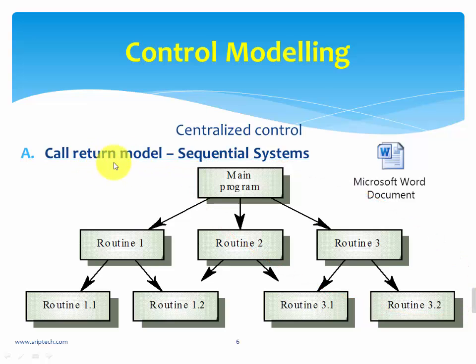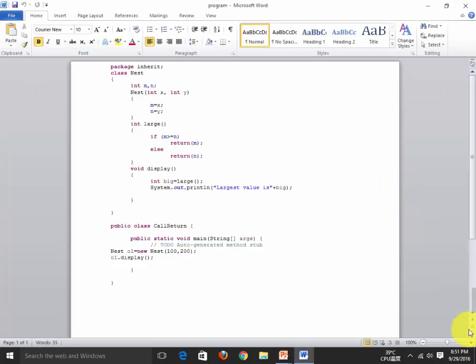Now, to illustrate this call return model, I have written a Java program. I will show you how this program is written and how you can relate that program to this call return model. Okay, now let me flip over to the program quickly. Oops, it's here. Let me zoom this a bit.